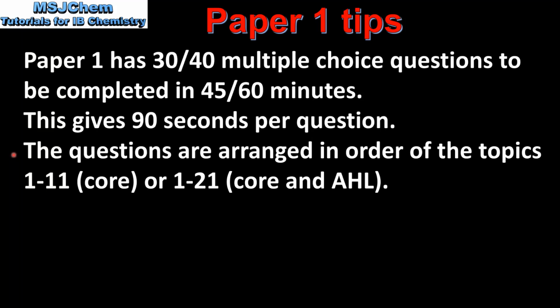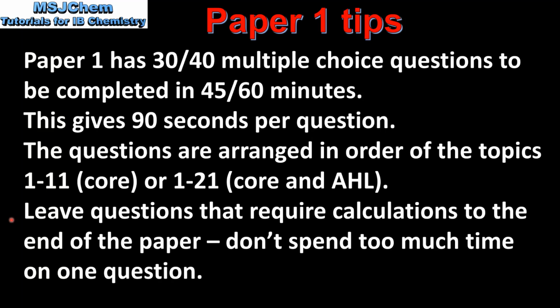The questions are arranged in order of the topics, 1 to 11 for core or 1 to 21 for core and higher level. It's a good idea to leave questions that require calculations to the end of the paper, so you don't spend too much time on one question. Usually, questions from topic 1, which is stoichiometric relationships, require calculations. Remember that a calculator and data booklet are not allowed for Paper 1. So if you're not confident with calculations, I recommend leaving them to the end of the paper.